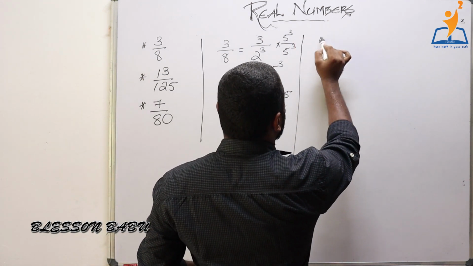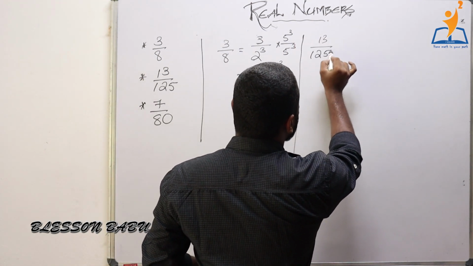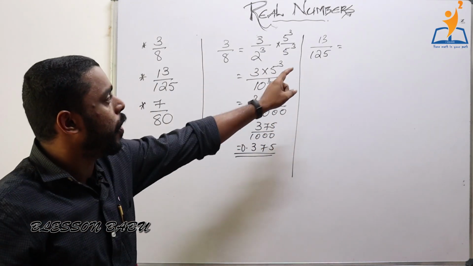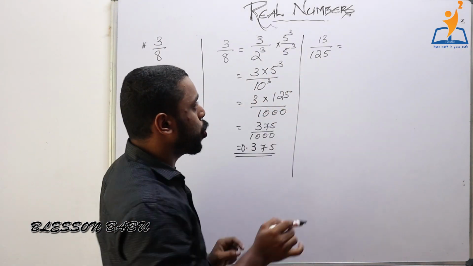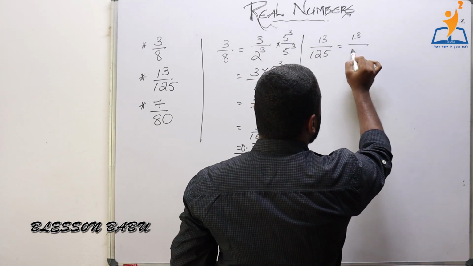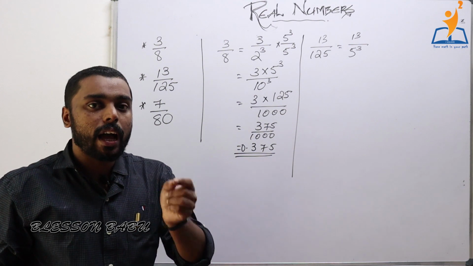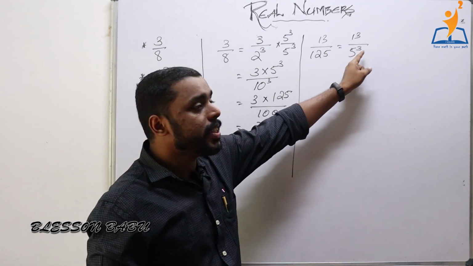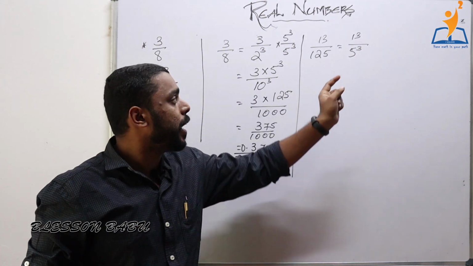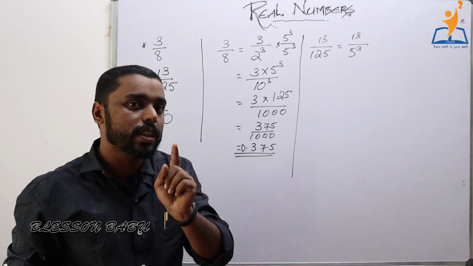Now we shall look into the next problem, 13 by 125. We know that the prime factorization of 125 is nothing but 5 cube. Therefore it will be equal to 13 by 5 cube. Now we are going to multiply and divide this number by 2 cube to make it 10 cube, right? You got the trick, right?